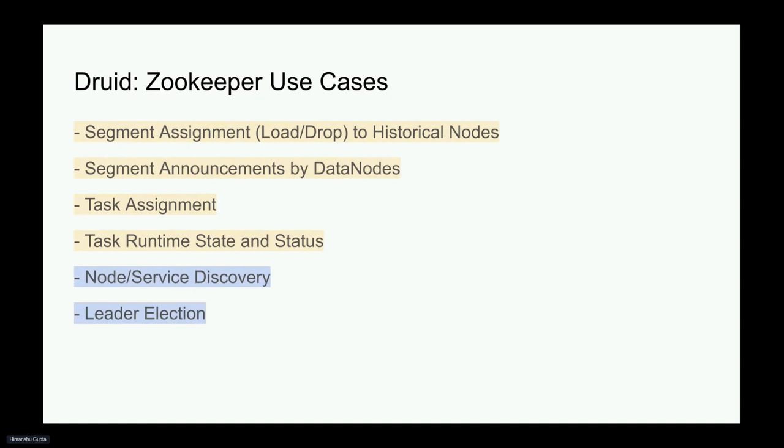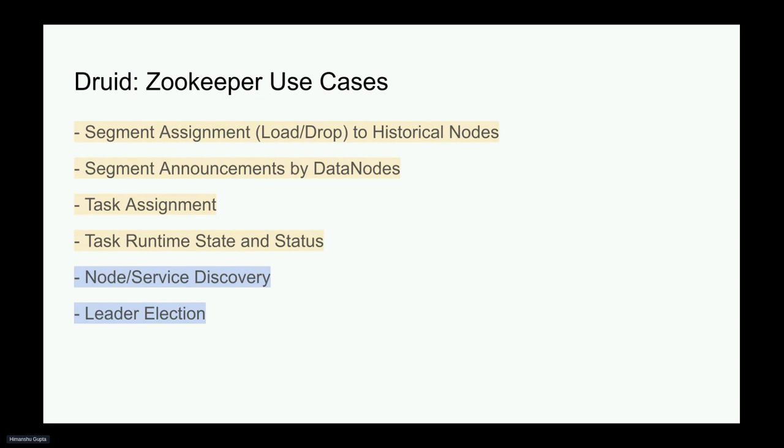Node service discovery is basically about when you bring up a Druid cluster. Pretty much every node in the system needs to know about the full cluster, like what are all the different nodes in the cluster and what their roles are. Like there are, let's say, 10 historicals. These are their host names. These are the ports they are serving data on. Or there might be 5 middle managers and things like that. So the whole cluster needs to be aware of all the nodes in the system, pretty much. So for that also, we use Zookeeper.